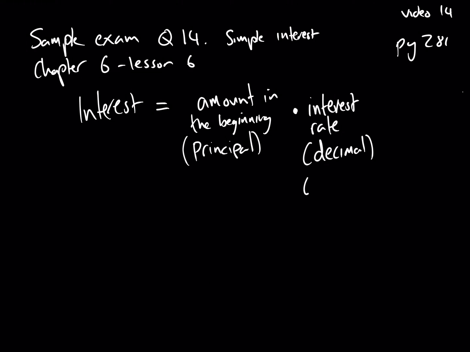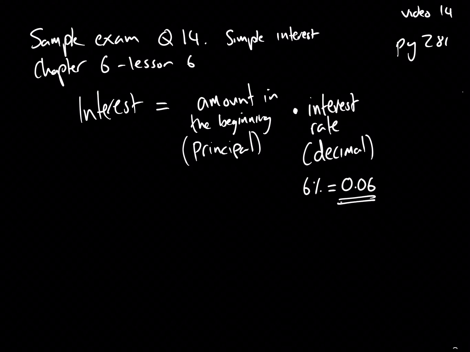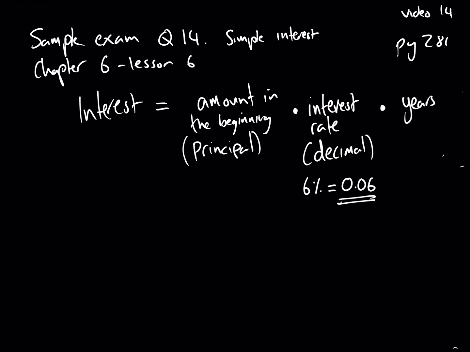So if you have 6%, you will write this as 0.06. You write it in the decimal form. And you multiply this all by the years that you will have the money in the account.